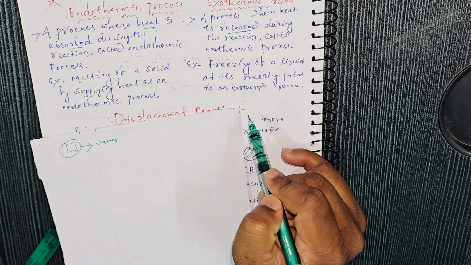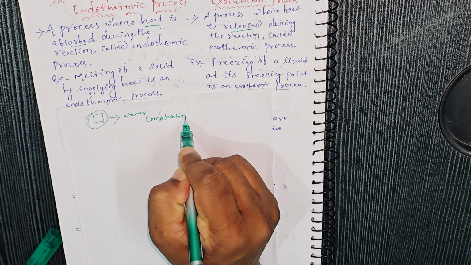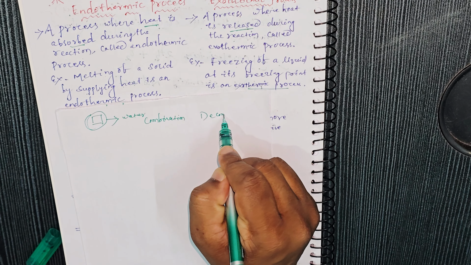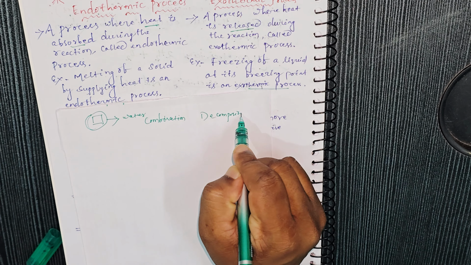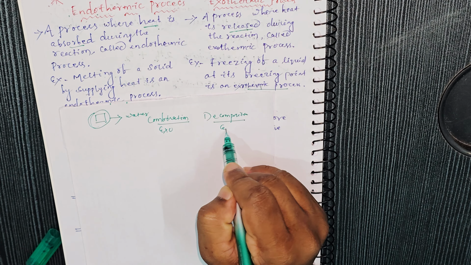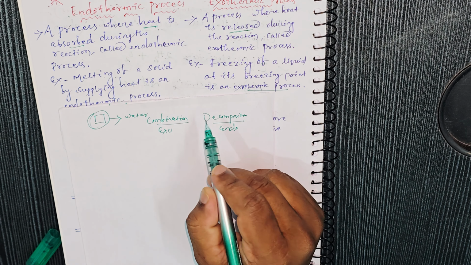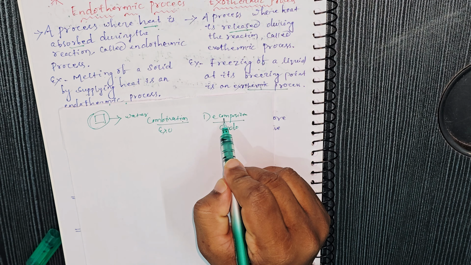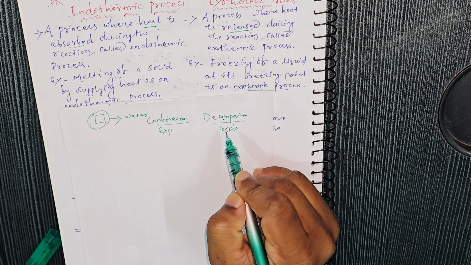So far you have understood the endothermic and exothermic process, but let me tell you one of the most common examples and common differences between endothermic and exothermic. We have already discussed combination reaction and decomposition reaction. Combination reaction by nature is exothermic and decomposition by nature is endothermic. So that's why combination is opposite to decomposition and exothermic is opposite to endothermic.